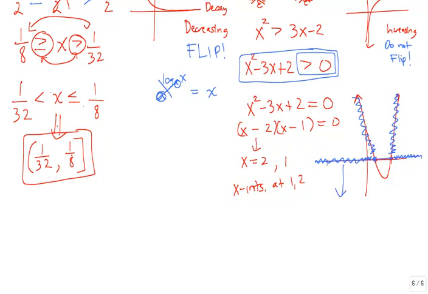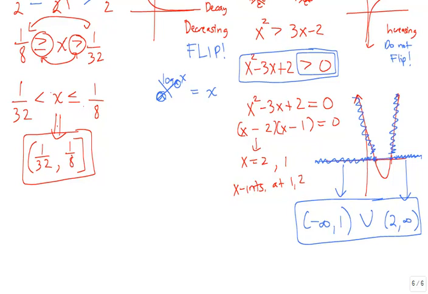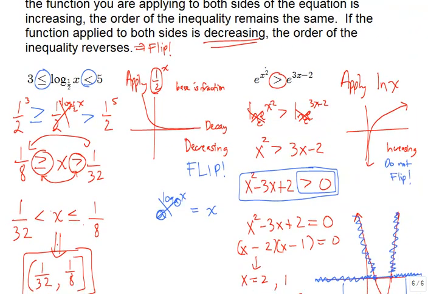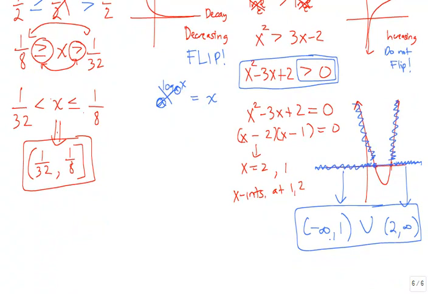So what interval would this be? Minus infinity up to 1, using a parentheses because we want strictly greater than. And then this interval would start at 2 and go to infinity, and we want the union of both. And this was an exponential inequality, so we don't have to worry about any domain issues. So our final answer is minus infinity up to 1, union 2 to infinity.